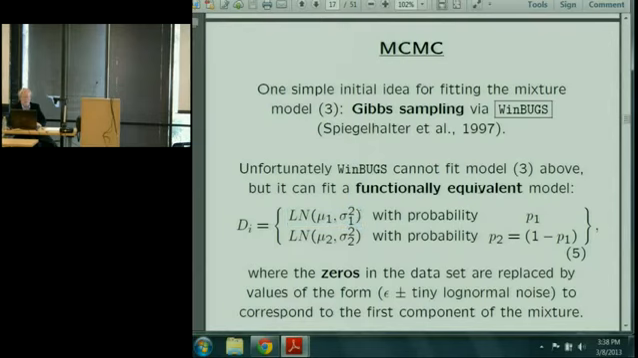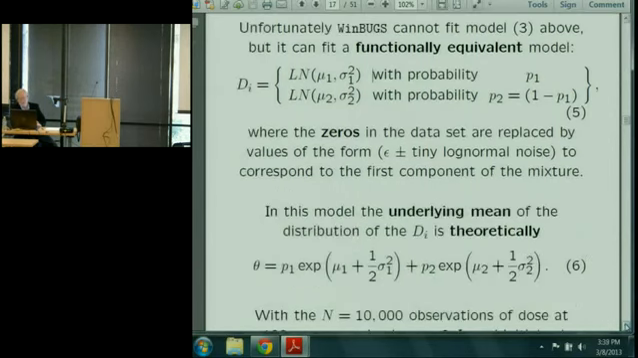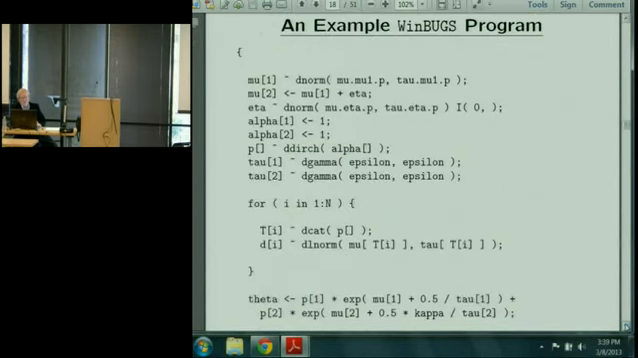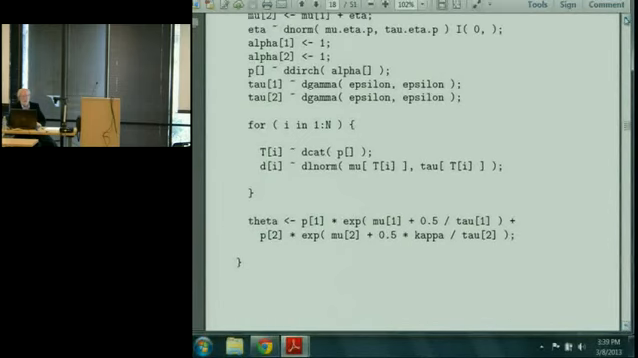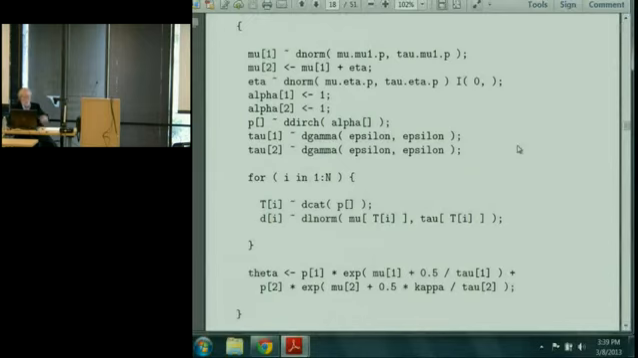And so you can trick WinBugs or RJAGS into fitting a model that does work by taking the point mass and making it into something that's a blurry little log normal curve. And so there's some code that shows you how to do it. I don't think I've shown you how to fit mixture models yet, so this code is worth looking at for a minute.